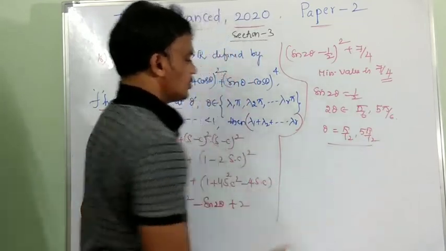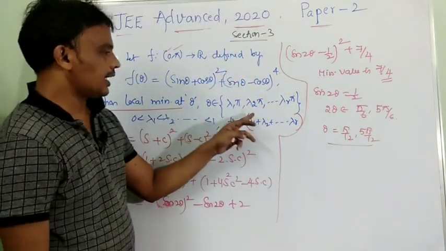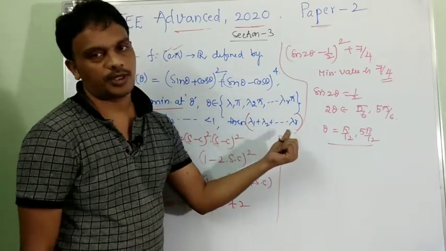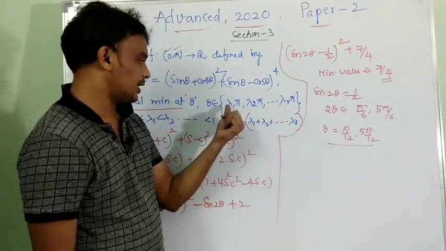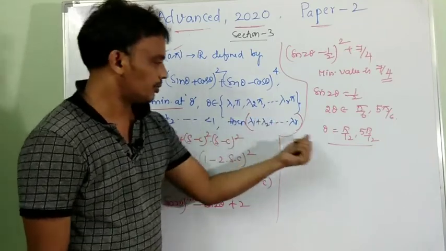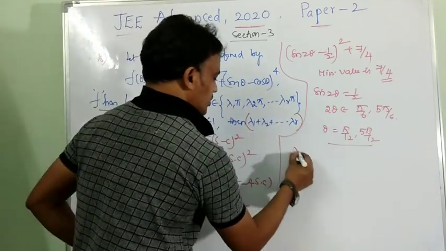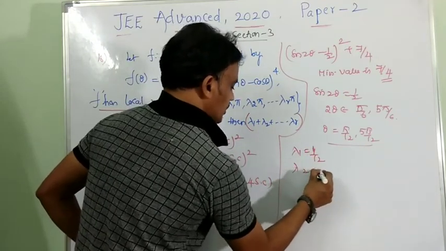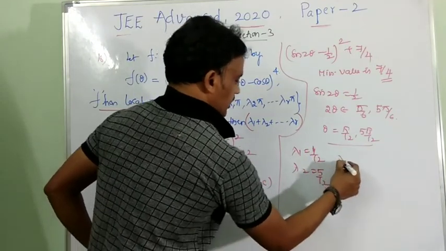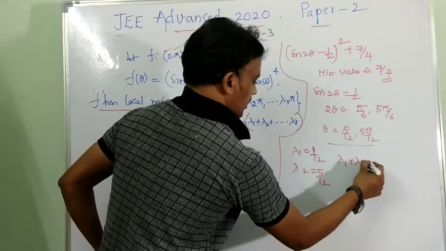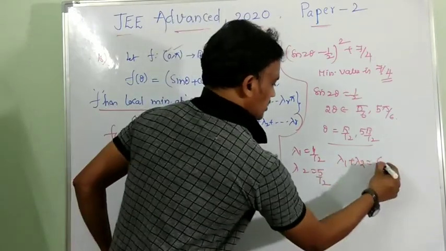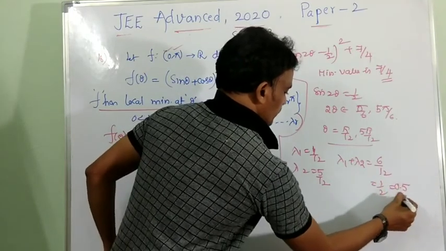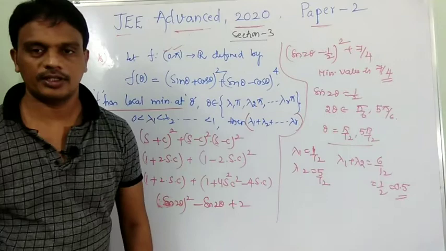So here we got only two values, lambda 1 pi and lambda 2 pi. Finally they are asking the value of lambda 1 plus lambda 2. So whatever the values of lambda 1 pi and lambda 2 pi, remove those pi's. Lambda 1 is 1 by 12 and lambda 2 is 5 by 12. Then the final question: lambda 1 plus lambda 2 is 1 by 12 plus 5 by 12, which is 6 by 12, 1 by 2, 0.5. That will be the answer.